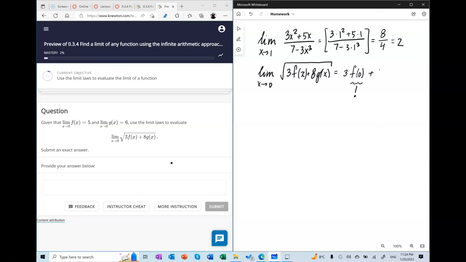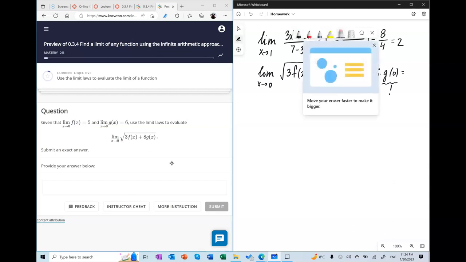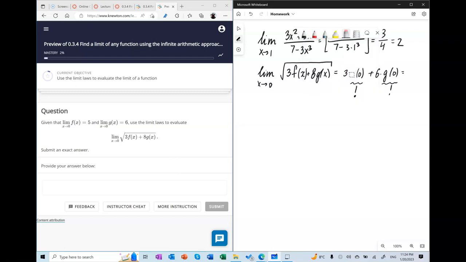And here we have 6g of 0. Same thing, right? This is the limit at 0. And the limit at 0 of f is given to be 5, so we can just erase that. And the limit of g at 0 is equal to 6. So we can just plug in 5 here and 6 here. So 36 plus 15 is 51.